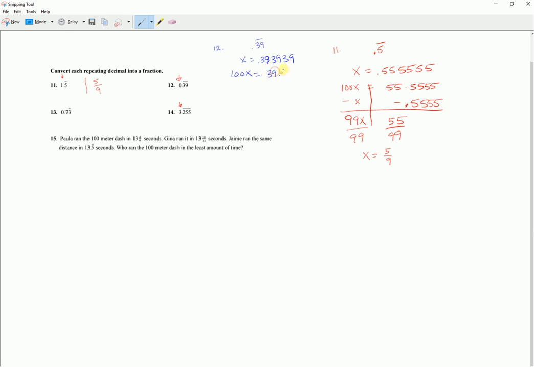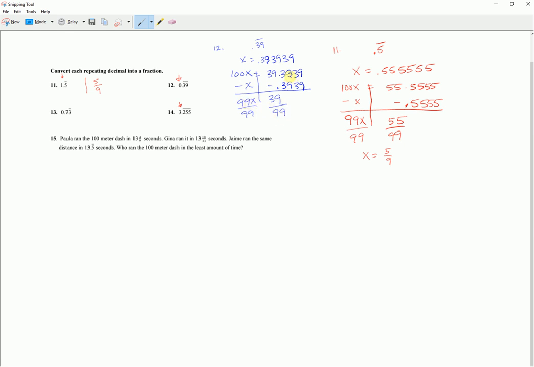So I get 39.3939. And then I'm going to subtract 1x from both sides. Notice how I'm pausing here. x is equal to this decimal. So on this side, I'm just going to put 0.3939 and subtract it. So I'm essentially subtracting x from both sides. I'm going to get 99x is equal to 39. I'll divide by 99 on both sides.